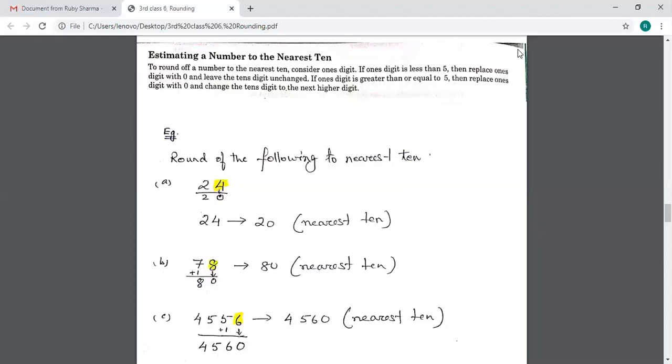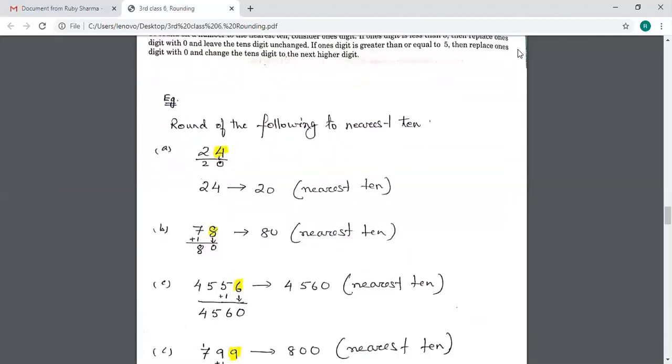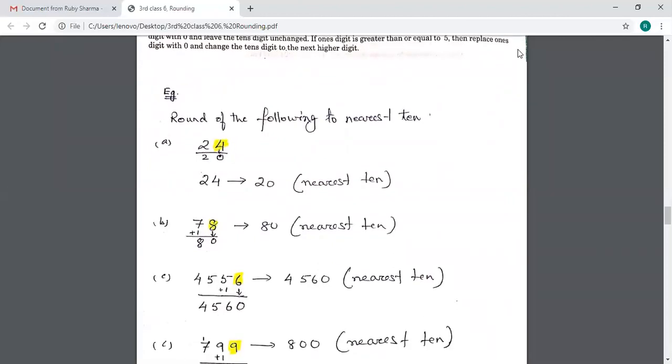But if the ones digit is 5, 6, 7, 8, or 9, then we have to add 1 to the tens digit. I've shown you with the help of some examples. Now suppose you have 24. Now the ones place will always be 0. And since the digit 4 is less than 5, we do not add 1 to the tens digit. We write it down as it is, that is 20.